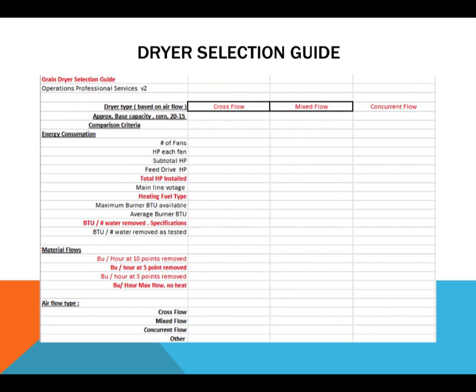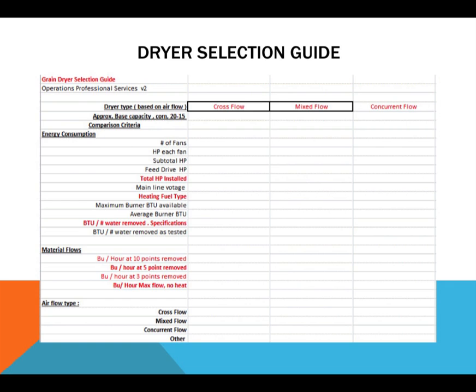Maybe some of the things you might want to consider if you're looking at purchasing a dryer: the amount of horsepower that's being installed. You know, you're putting in a 10,000 bushel an hour dryer. There's a good chance you may have to upgrade your electrical. Okay, may put in a new substation. May be required to upgrade your gas service and all those kinds of things.